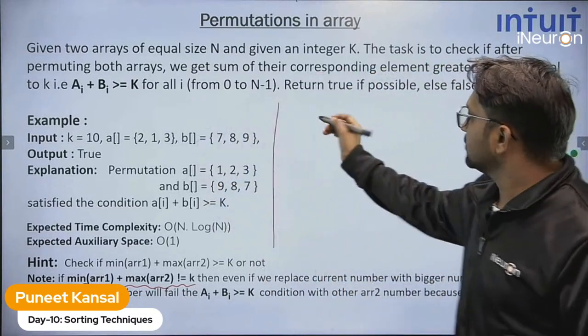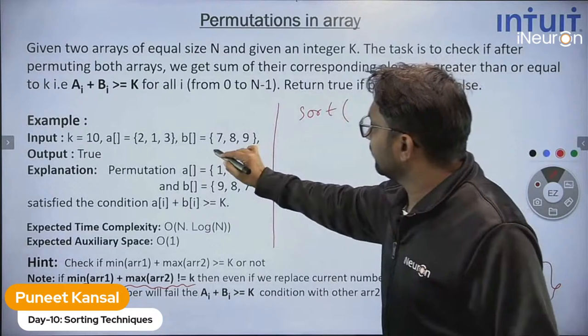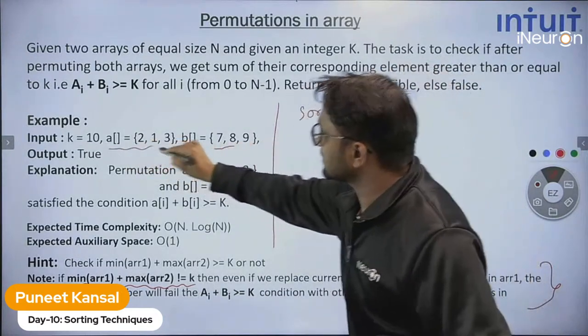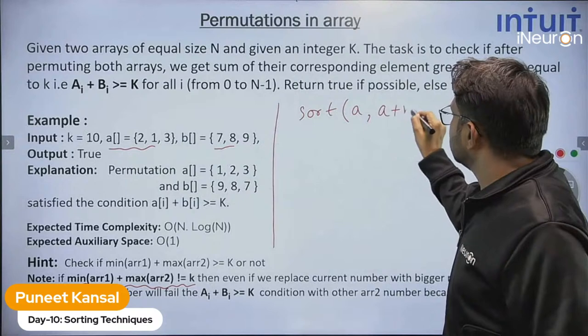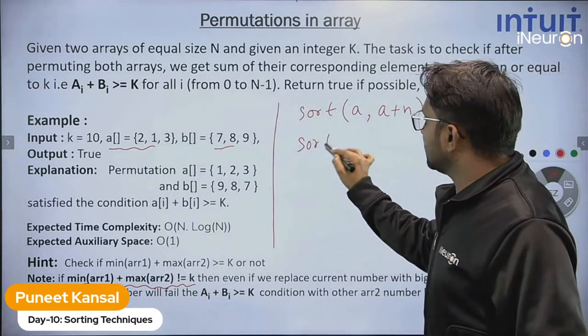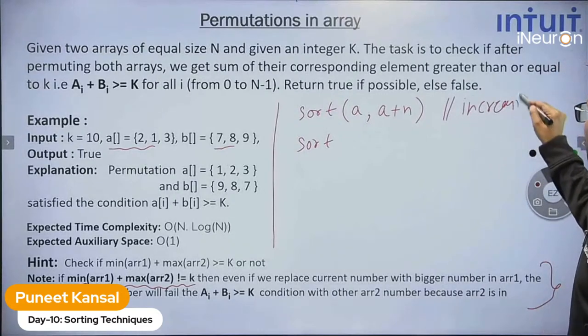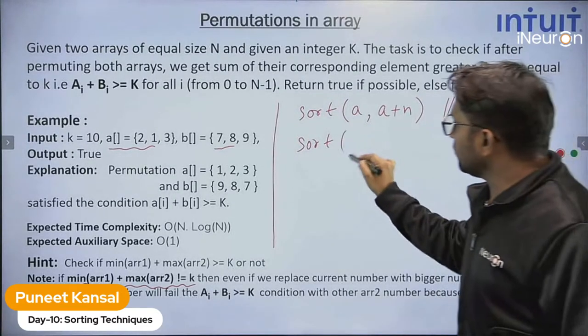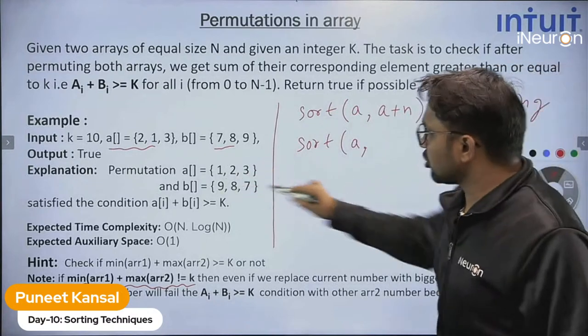Bharat says, sir, sort the first array. Maybe we are sorting this first array in ascending order, starting from A and going up to the last element. Okay, fine. So we are sorting in increasing order, using the inbuilt sort function. Another one I want to sort in decreasing order.